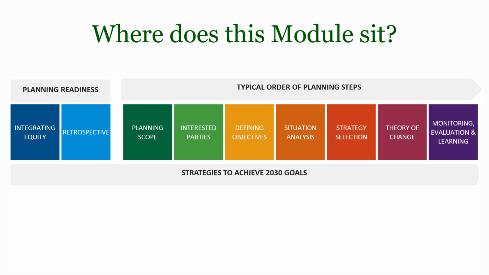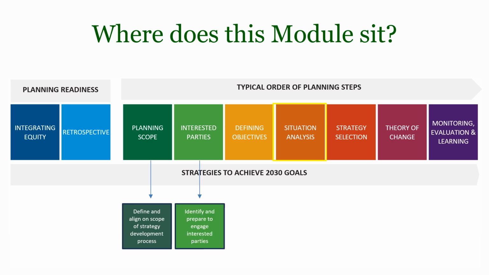The situation analysis module falls in the middle of what might be the typical order of planning steps. And while the module can be done on its own, a conservation team is well positioned to undertake this module when they've completed some steps upstream. So including, first of all, alignment on scope of the challenge they'd like to address, which can be achieved via the planning scope module, an understanding of interested parties in this context and a plan for how to engage those parties, which can be achieved via the interested parties module, and finally, clear conservation objectives within which that scope that they will focus their efforts on sits, so that it can be completed via the defining objectives module.